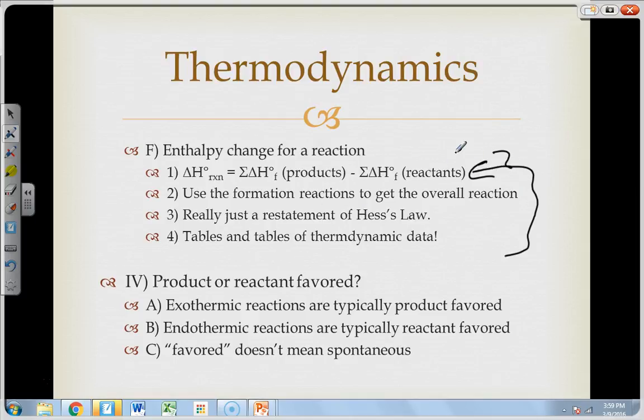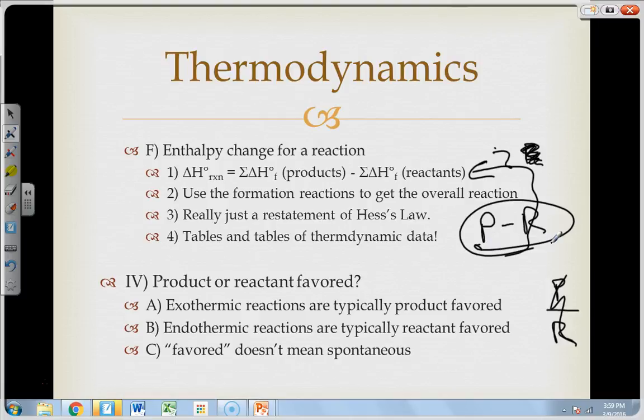Now I will say this: it's always going to be products minus the reactants. For any thermodynamic value, we always do products minus the reactants. That's just what we do. In equilibrium, we did products over the reactants, and that was always where we started from. Well, in thermodynamics, we're doing products minus the reactants. So that's a way to remember that.